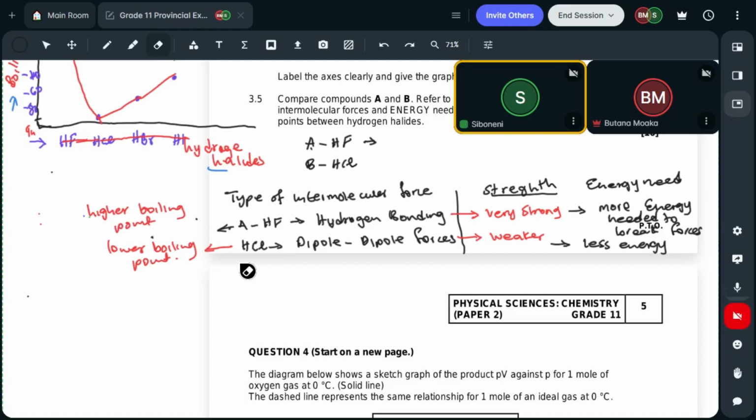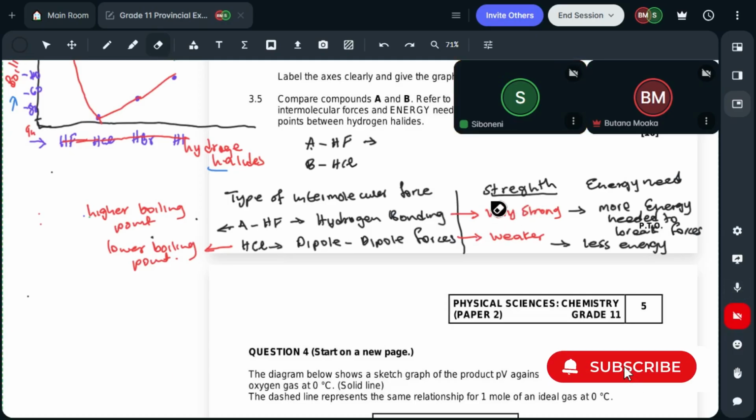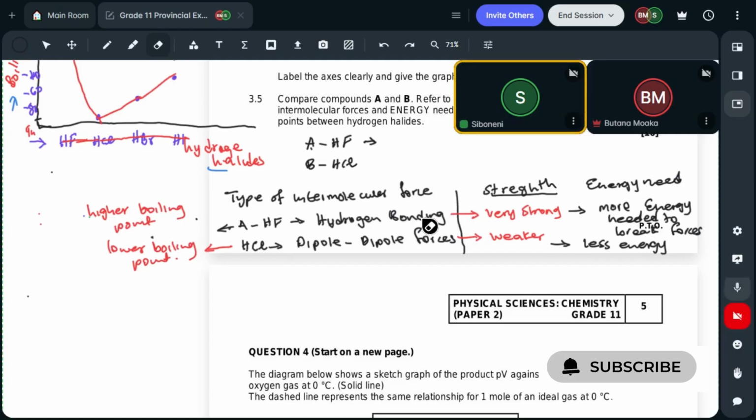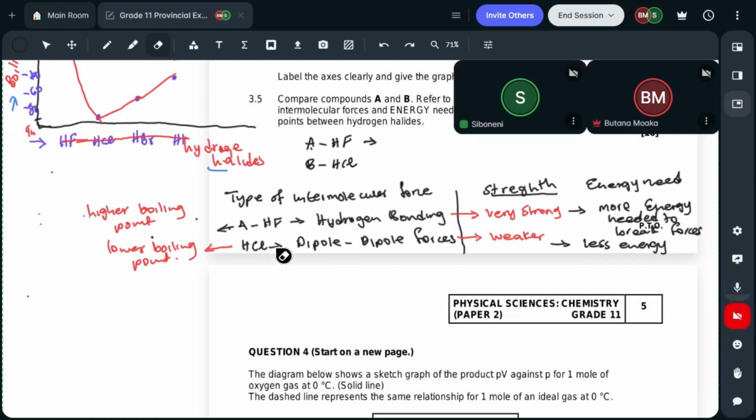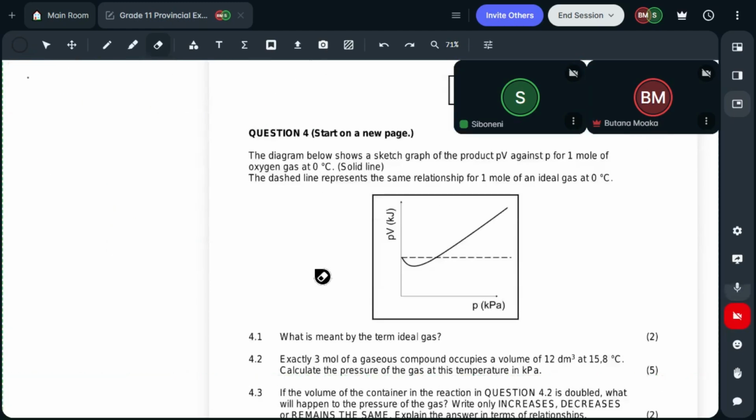For the final answer, you're going to tell the marker that HF has hydrogen bonding while HCl has dipole forces, and hydrogen bonds are stronger than dipole forces. Therefore, more energy is required to overcome the intermolecular forces in HF. This results in HF having a higher boiling point than HCl. Are you happy with that? Yes. Okay, let's go to stoichiometry calculations.